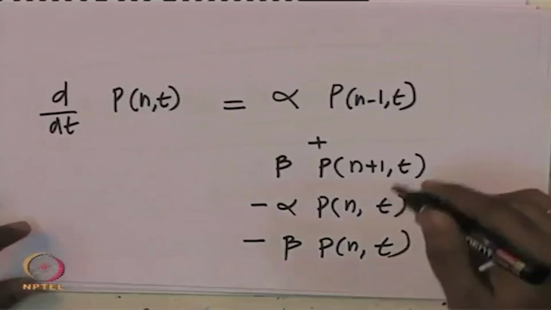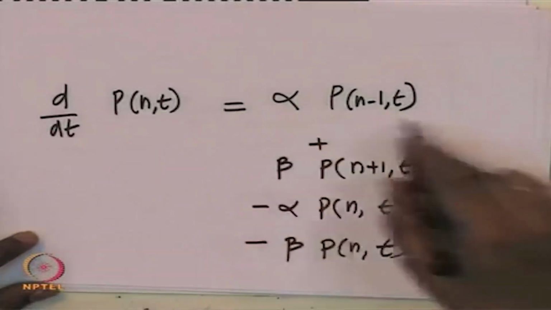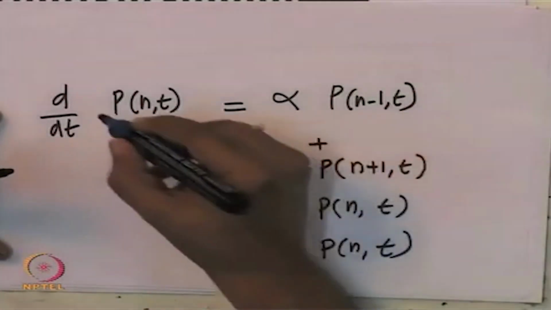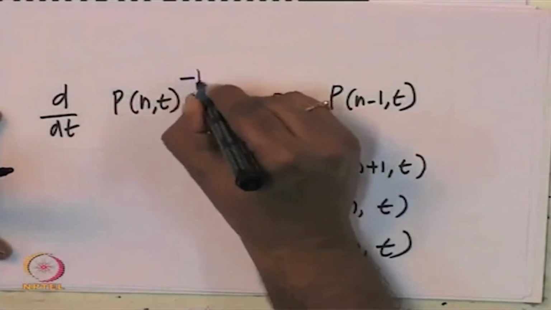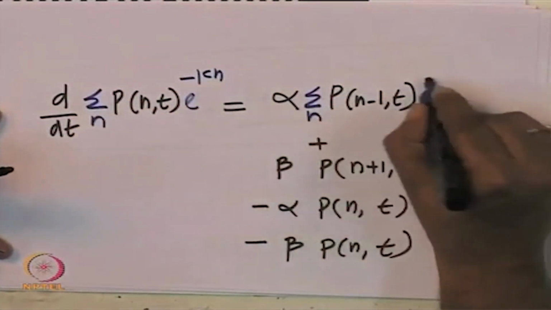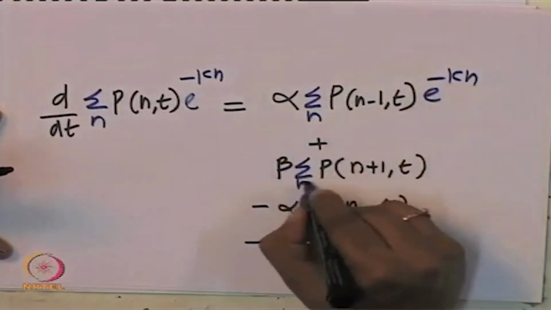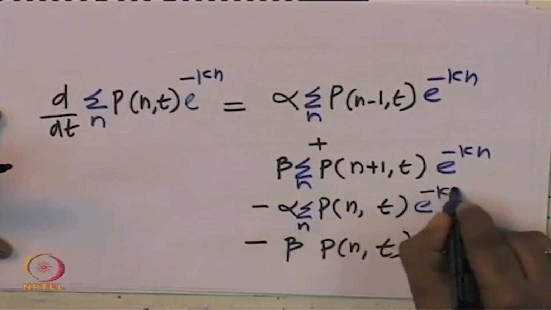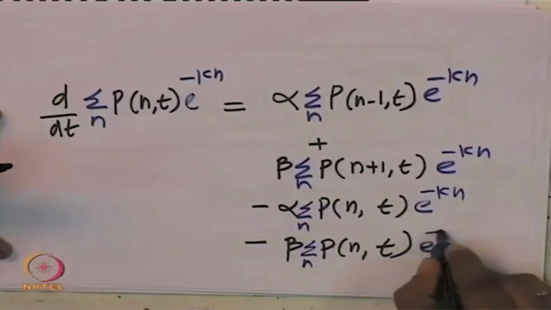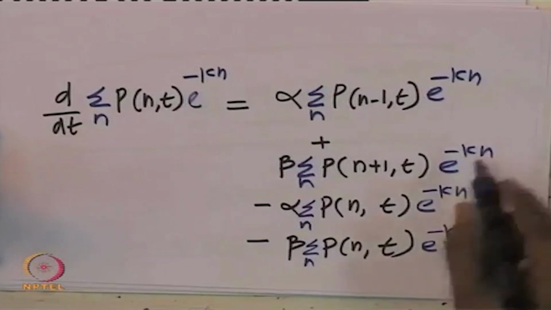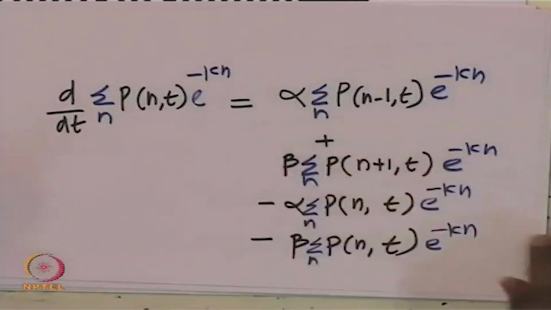We can do a transformation for this whole thing. So, what can we do? We can multiply everywhere by e power minus k n and sum over n. So, I multiply everywhere with e power minus k n and sum over n, on both sides throughout the equation.